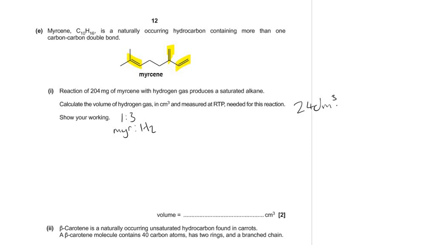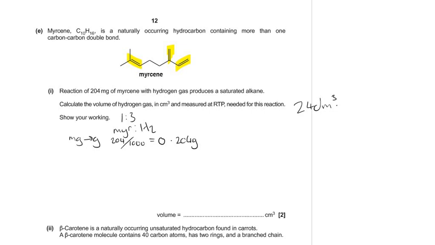Now, first things first, we're going to need to convert that very bizarre number there of 204 milligrams into a unit we can work with. So we should remember that milligrams is a times 10 to the minus 3. So what I'm going to do here is I'm going to do the actual conversion, but you could do 204 times 10 to the minus 3 throughout. So milligrams to grams is going to be 204 over 1000 equals 0.204 grams of myrcene.